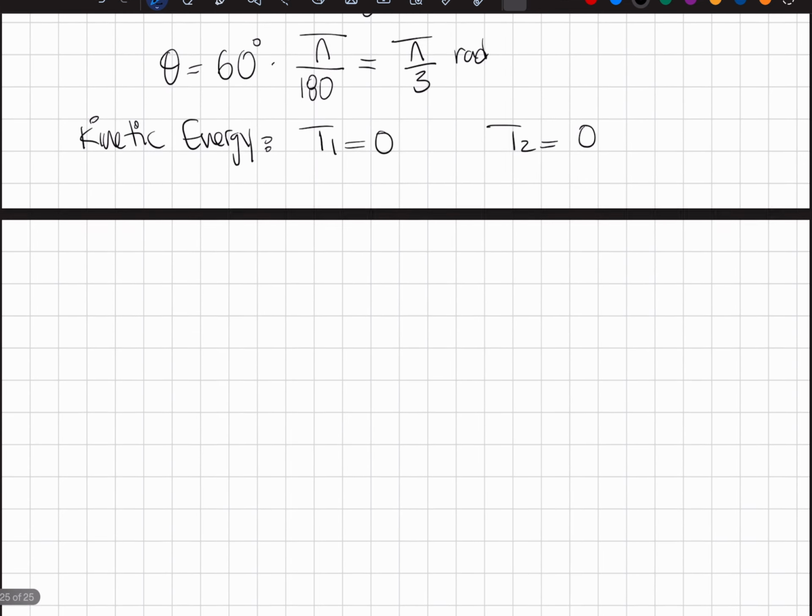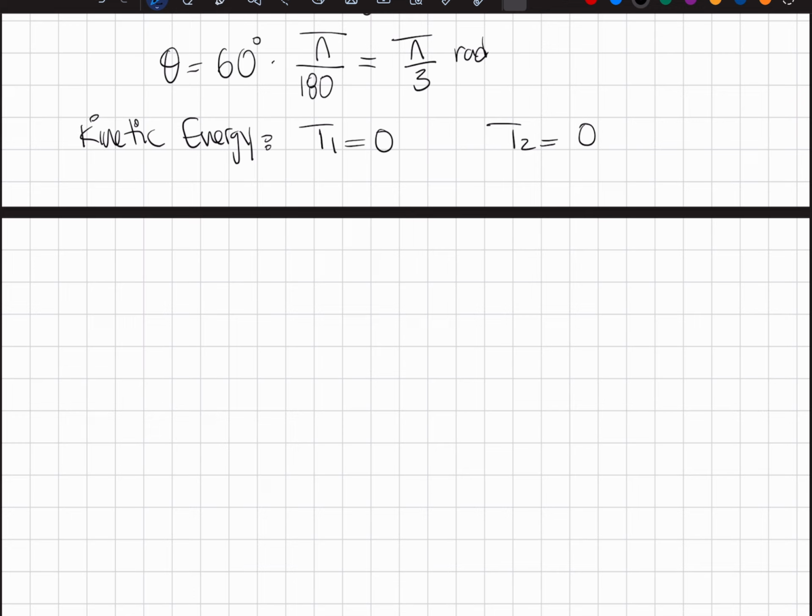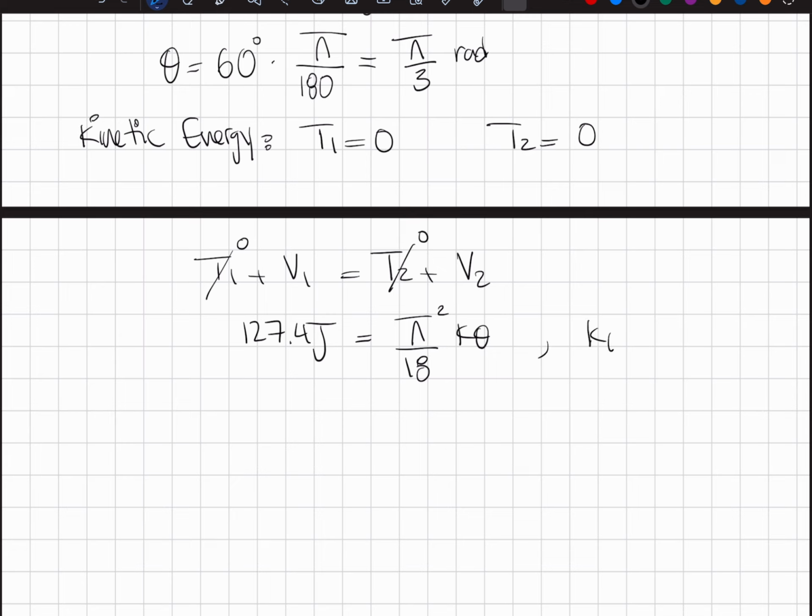So I can take my work and energy formulation, or the conservation of work and energy, and I can say these T's are equal to 0. And I have the initial potential energy, which is 127.4 joules, is equal to the final potential energy, which is pi squared over 18 k theta. And now I can solve for k theta, which gives me 232.4. And usually units for this kind of spring is Newton meter per radians.